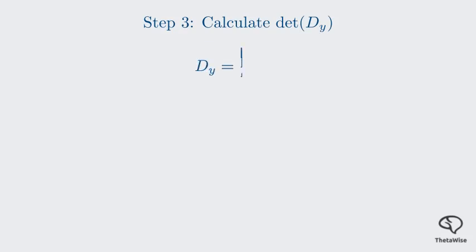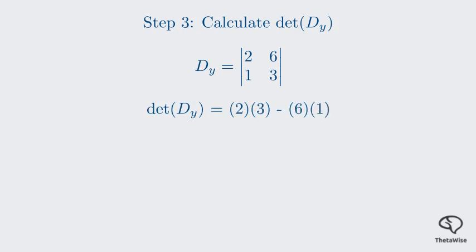Now we will calculate the determinant D subscript y, which is used to solve for y. To get Dy, we replace the y coefficients in D with the constants 6 and 3. So we need the determinant of the matrix containing 2, 6, 1, and 3. We use the same determinant formula, AD minus BC. For Dy, this is 2 times 3 minus 6 times 1. This gives us 6 minus 6, which equals 0, so Dy is 0.